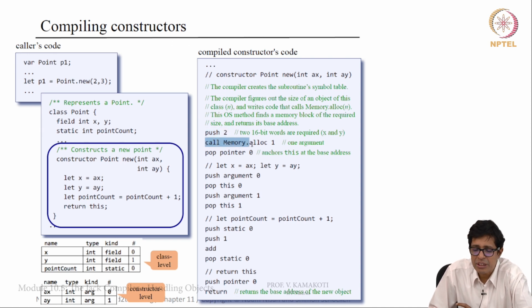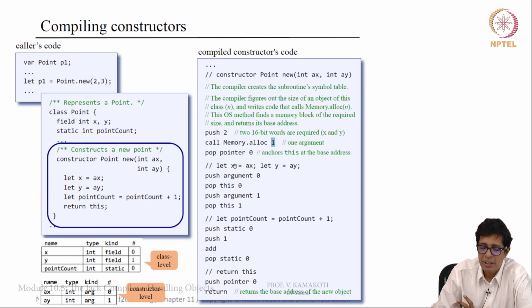Then I call a function called memory.alloc with 1 argument, and what is that argument? 2. So this is like memory.alloc 2. This 1 stands for how many arguments. Suppose I have 10 field variables here. Then I will say push 10, and I will say call memory.alloc 1. That means it will allocate 10 locations for those 10 field variables, and then I say pop pointer 0.